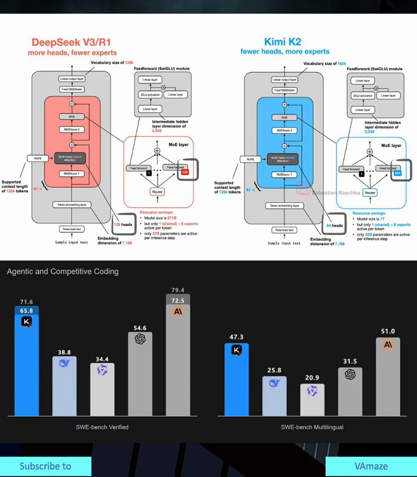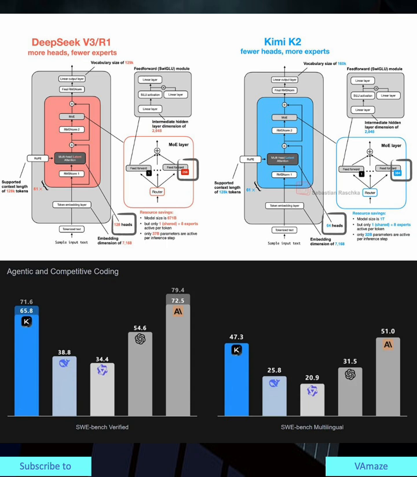Performance analysis: where theory meets reality. The architectural differences translate into distinct performance profiles across different domains. Agentic and competitive coding performance. SWE bench verified results. This benchmark tests models' ability to solve real-world software engineering problems. DeepSeek V3R1 dominance. Kimi K2 71.6%, strong performance with expert-focused architecture. DeepSeek V3R1 65.8%, competitive but slightly behind. Other models trail significantly at 38.4%, 34.4%, and lower.